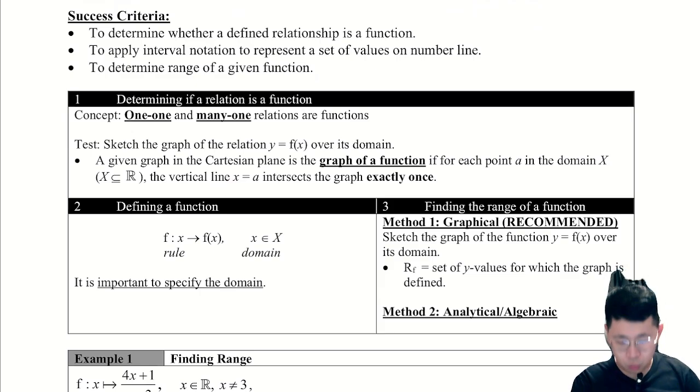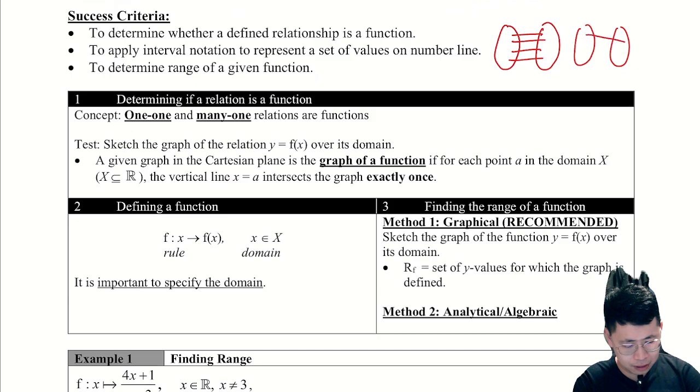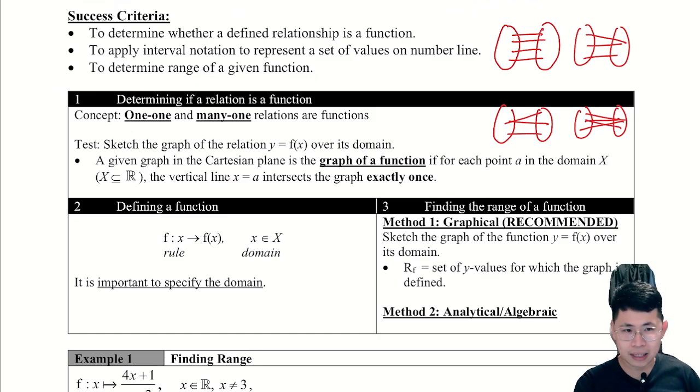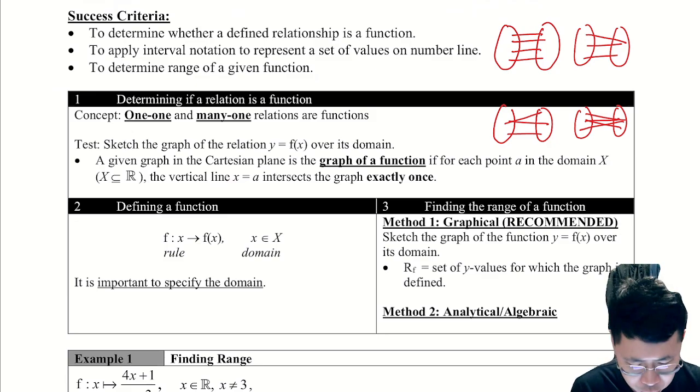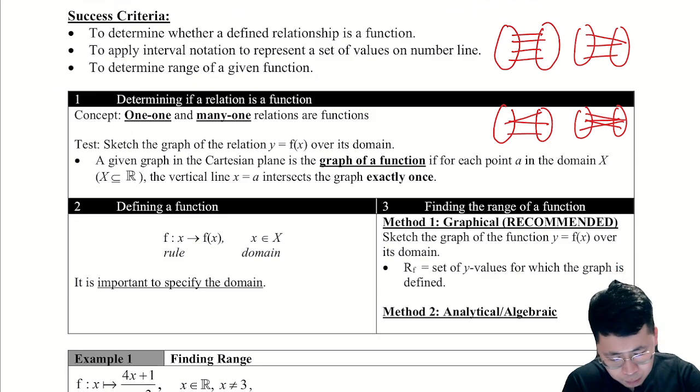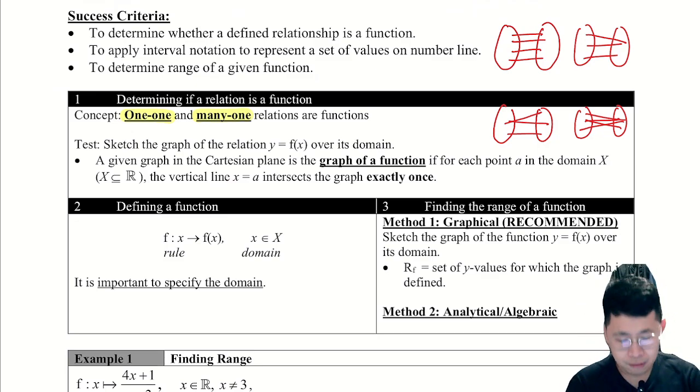Okay, so concept number one. How do we determine whether a relation is a function? You should know that there are many kinds of relations, or many kinds of mapping between the input and the output. Namely, we have the one-to-one mapping, the many-to-one mapping, the one-to-many mapping, and the many-to-many mapping, which is actually very complicated. Out of these four kinds of situations, only two of them are functions. Only one-to-one and many-to-one relations are functions.